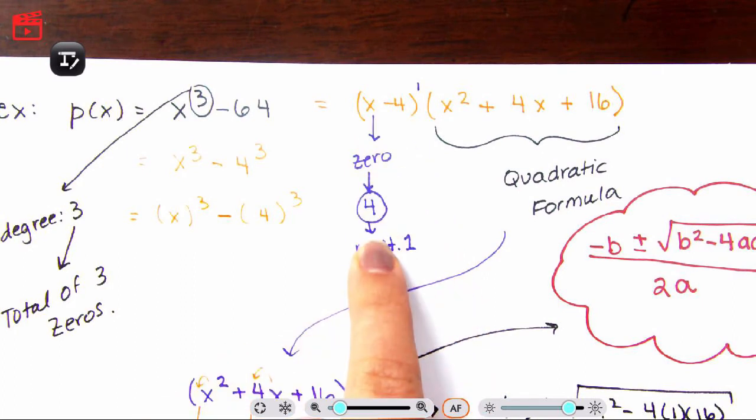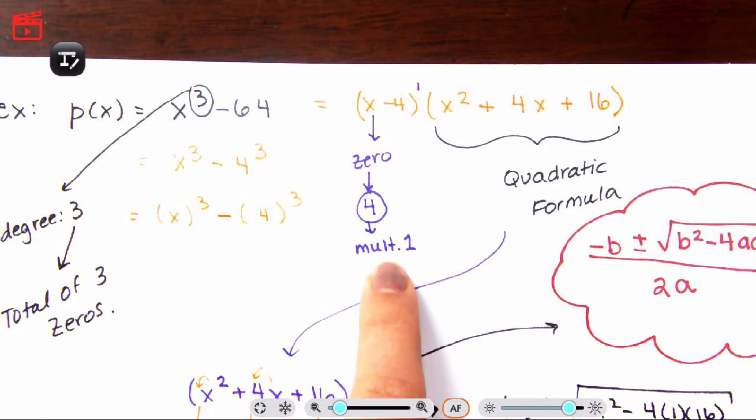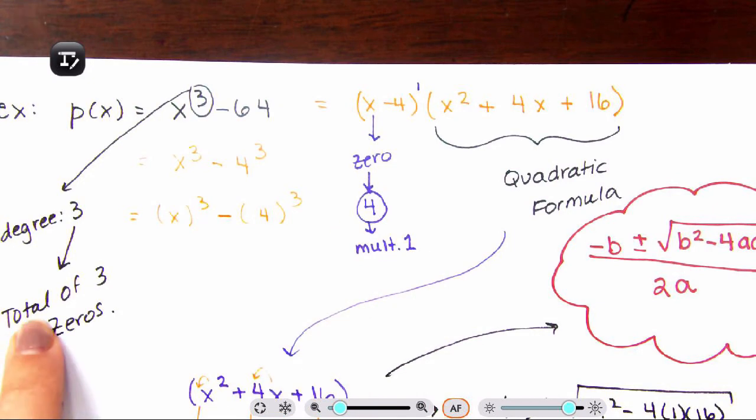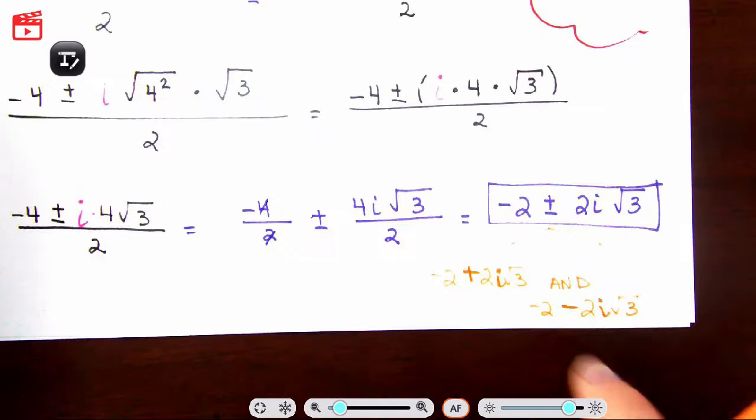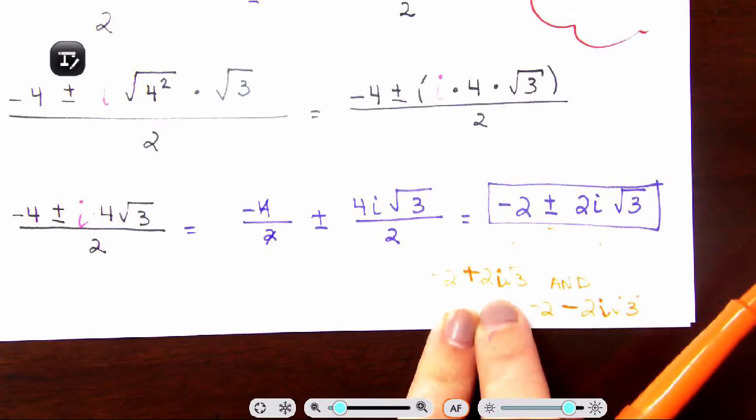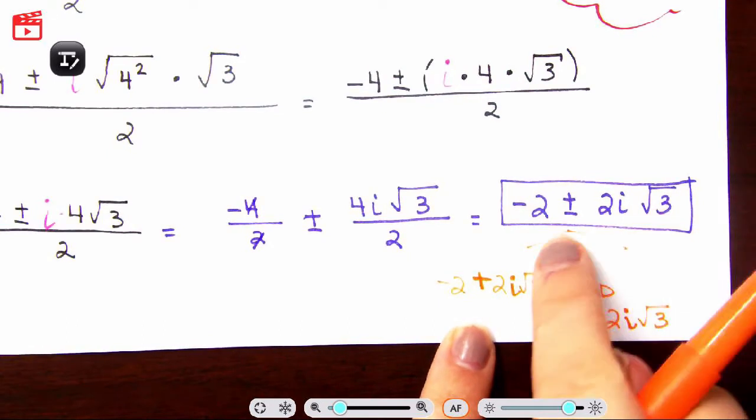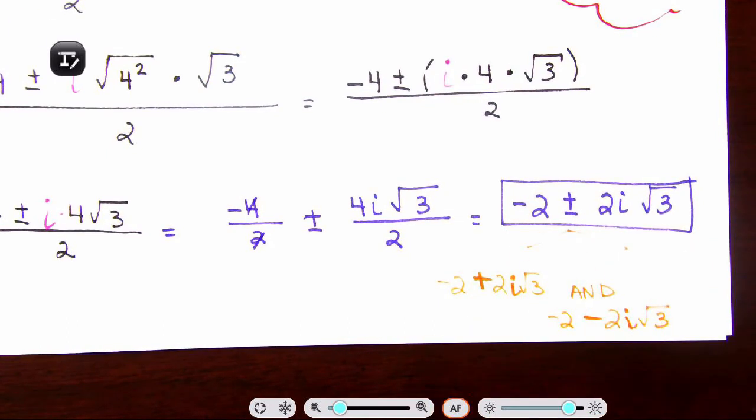That was super duper easy. We loved that one. That one we had to use the quadratic formula to find our other two zeros because we only had a multiplicity of 1. So I need two more zeros for a total of three zeros. All of that work later, we found that we have -2 plus or minus 2i root 3 as my second and third zero.